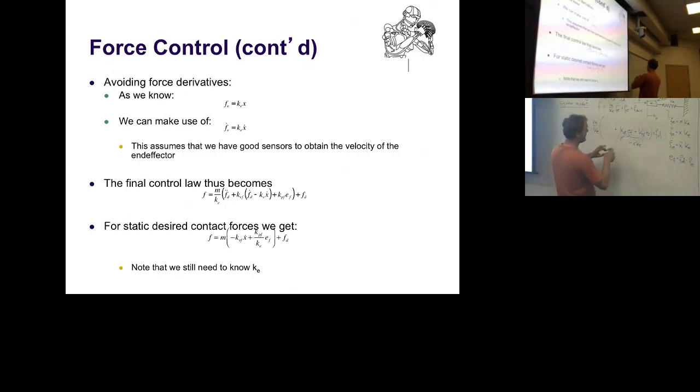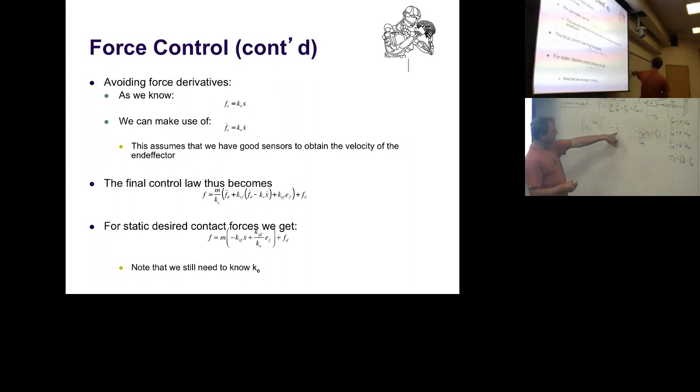Let's just do that. So we replace this term here with minus x dot times KE. Perfect. Now we can take the KE in there, then it cancels this KE, and we get the KE in here. And that is kind of our final force control law.